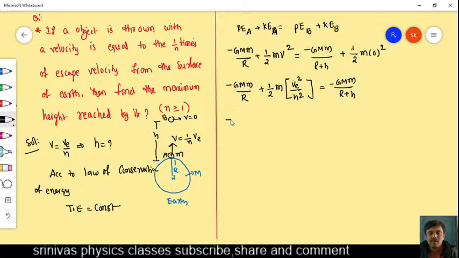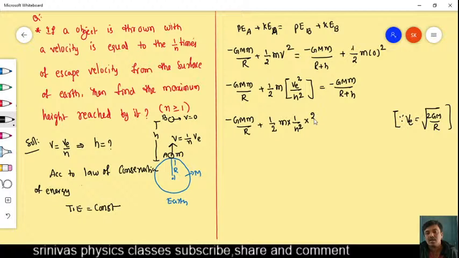We know the v square formula that we can write here. What is the formula for v square in terms of mass of planet and radius of planet? Okay, v square, this one we write as 1 by n square. The v formula is under root 2GM by r, so v square is 2GM by r. Is it okay? Minus GMm by (r plus h).